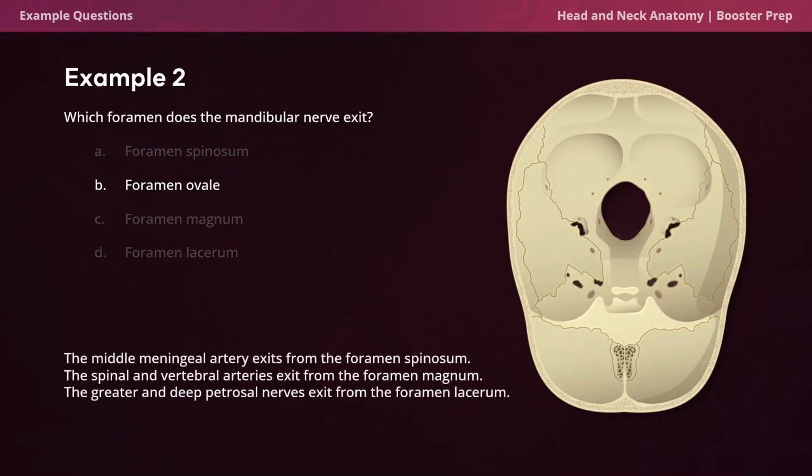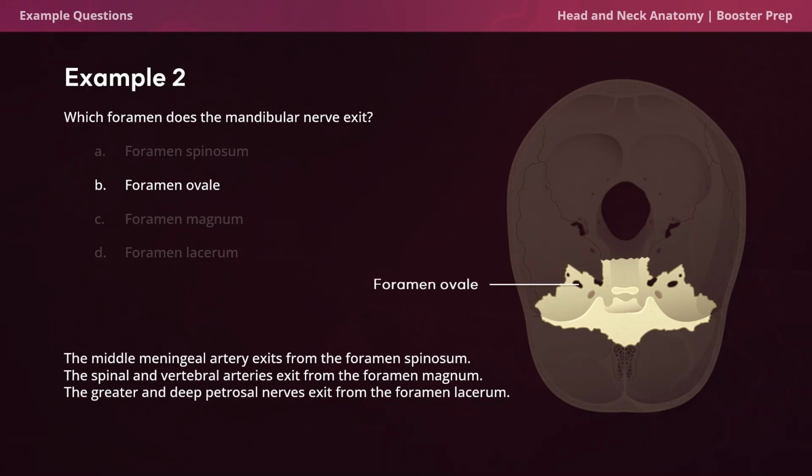So now I'm going to highlight the sphenoid bone, which is where the foramen ovale is and the mandibular nerve exits. The middle meningeal artery exits from the foramen spinosum, the spinal and vertebral arteries exit from the foramen magnum, and the greater and deep petrosal nerves exit from the foramen lacerum.